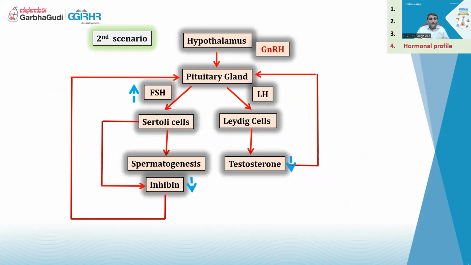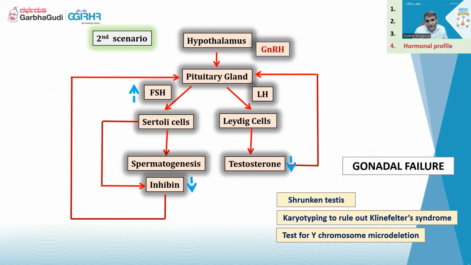Now, second scenario: FSH is very high, inhibin is low, testosterone is low. What may be the condition, doctors? FSH is very high. Testicular failure. Very nice. Gonadal failure. So you have to examine the testes, whether they are shrunken or normal size, and send the patient for karyotyping to rule out Klinefelter syndrome, or to see whether there are any Y chromosome microdeletions, all those things.